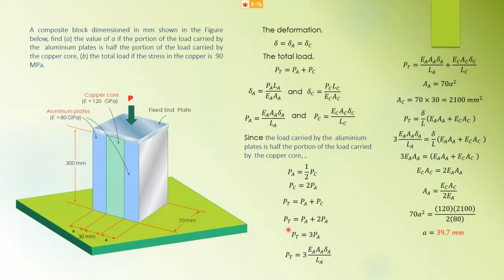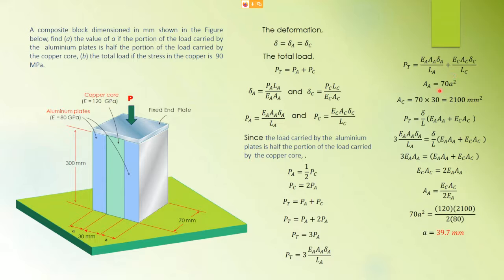Okay. So you got to know that PT now is equal to 3 PA, and PA is equal to this here. So this will give you the total load. Okay, this is the total load. So we know that total load is PA plus PC. So this part here plus this part here. So that means this plus this, place it here and here.